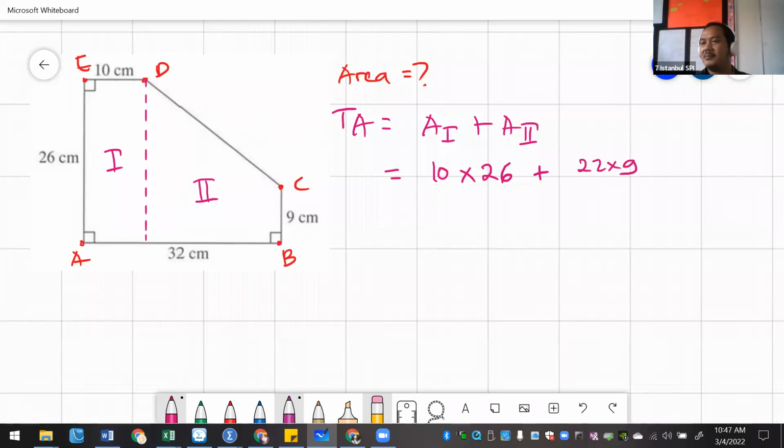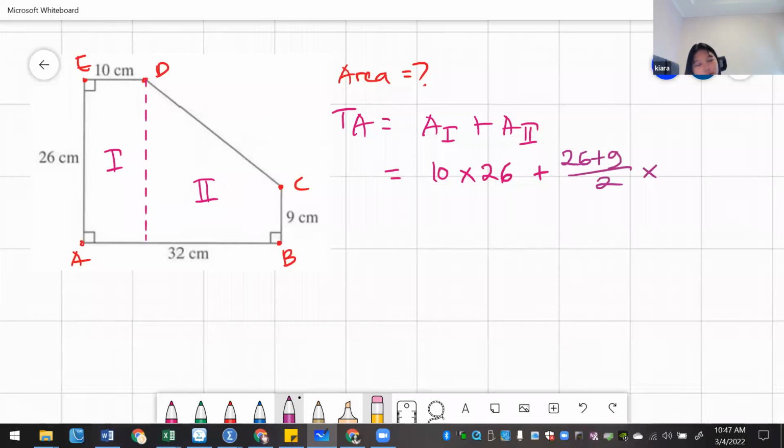Okay, does anyone have a different opinion, guys? Of course, Kiara. 26 plus 9, then divided by 2, then multiplied by 22. Okay, thank you, Kiara. Yes, actually this is true.